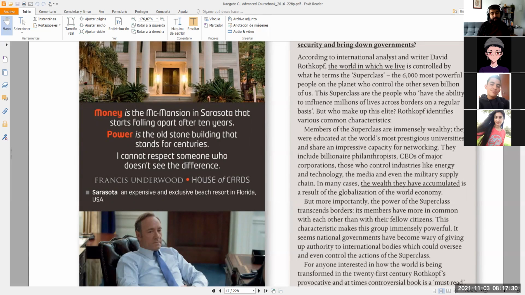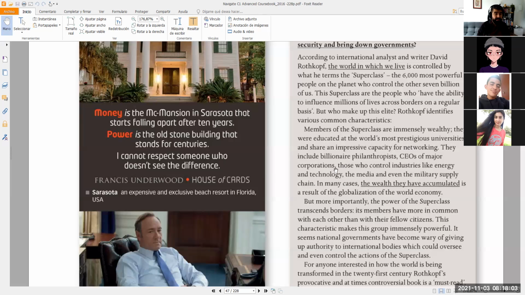I think so. Yeah, that's true, Felipe. That's absolutely true. And that takes us to the next part, which is what they mention here in the book. Look, they say in the text, members of the superclass are immensely wealthy, which is basically what Felipe said. They were educated at the world's most prestigious universities and share an impressive capacity for networking. That word is really important here, the networking capacity they have.